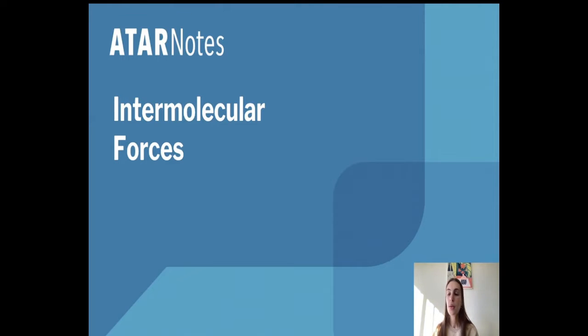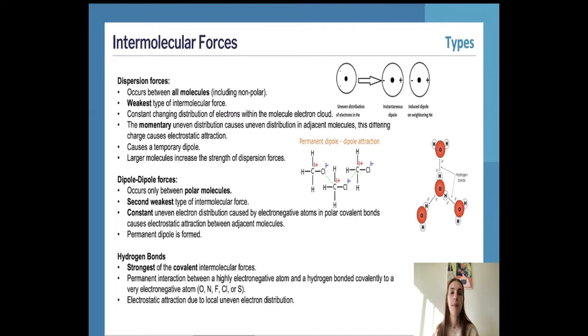So now we're going to go on to talk about intermolecular forces. So intermolecular forces, we have three main types. And so intermolecular forces are basically just any forces that are existing between molecules that hold them closely together and maintain a strength and structure. So intermolecular forces are really important because otherwise without them, everything around us would just completely fall apart.